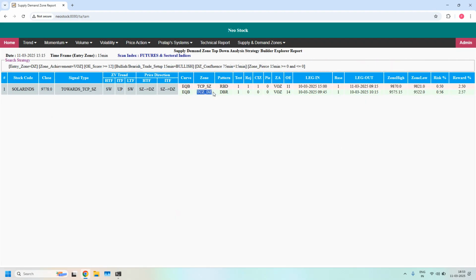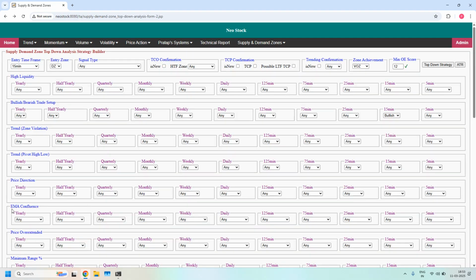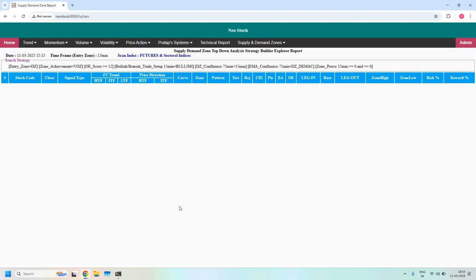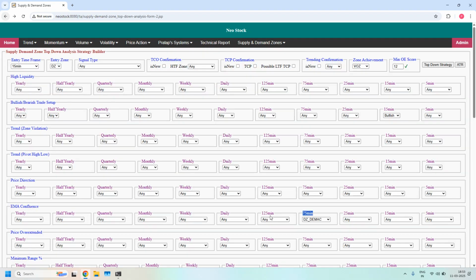That means this 15 minutes demand zone is overlapped with 75 minutes demand zone. And 75 minutes trend is up. So that's why we will check if the 75 minutes demand zone is having daily EMA confluence. In the EMA confluence at 75 minutes time frame, I am checking 75 minutes demand zone having daily EMA confluence. So that stock is not having that confluence. Okay, removing the filter, we will check if that stock is having even HTF confluence.